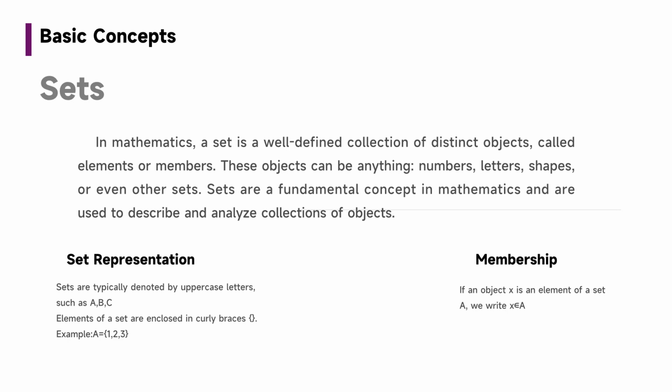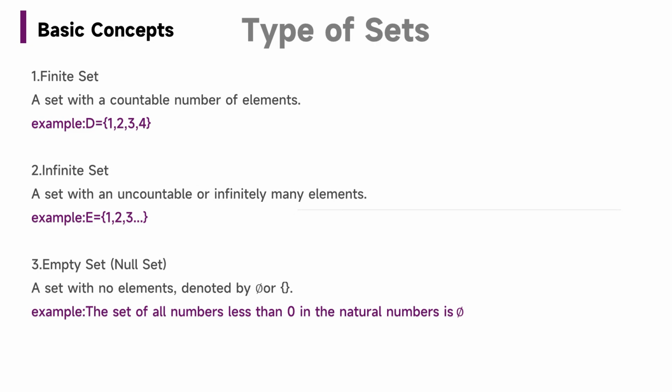About membership: if an object x is an element of a set A, we write x belongs to A. The next is types of size. First is a finite set, a set with a countable number of elements. Two is an infinite set, a set with uncountably or infinitely many elements.